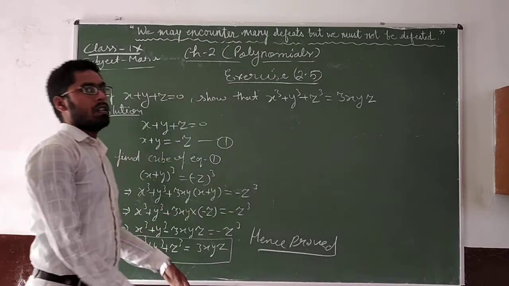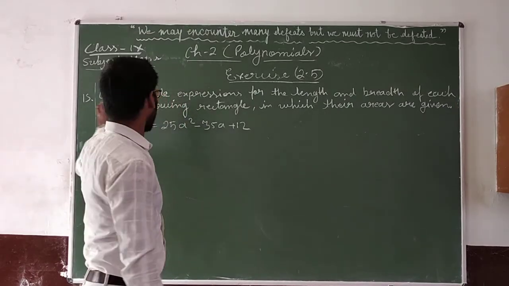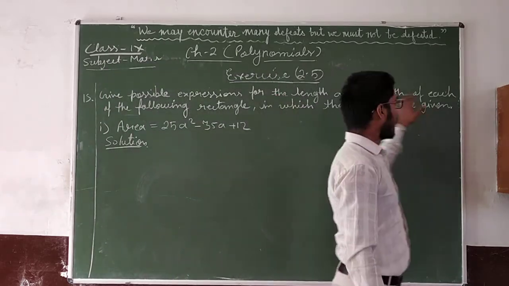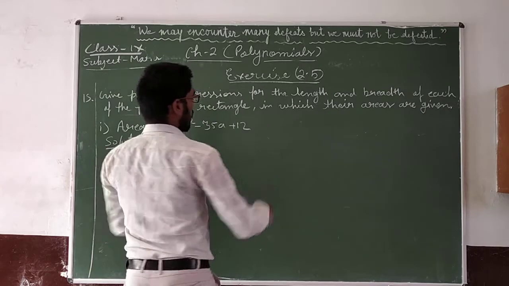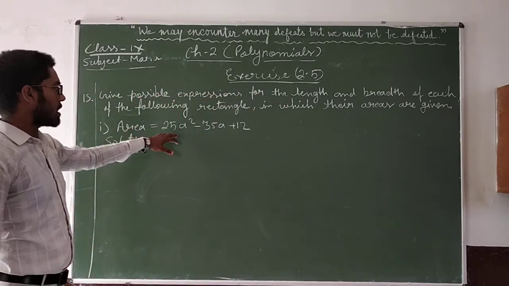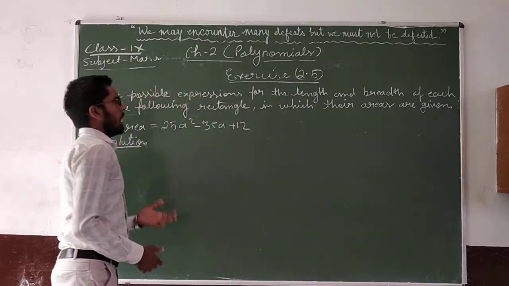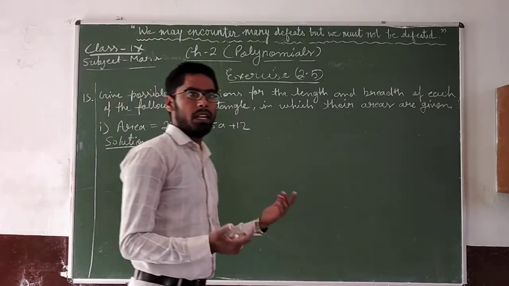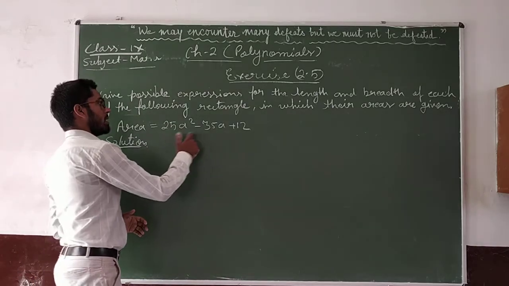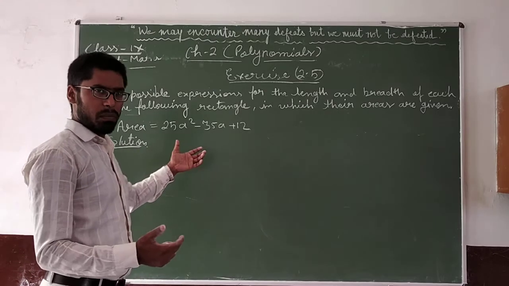Okay, so let us solve the next question. Next question of your exercise is 15. Give possible expressions for the length and breadth of each of the following rectangles in which areas are given. Area of the rectangle is given as 25a square minus 35a plus 12. You know area of a rectangle is L into B, which means when you multiply length and breadth, you get this area. So L and B are the factors of this expression.